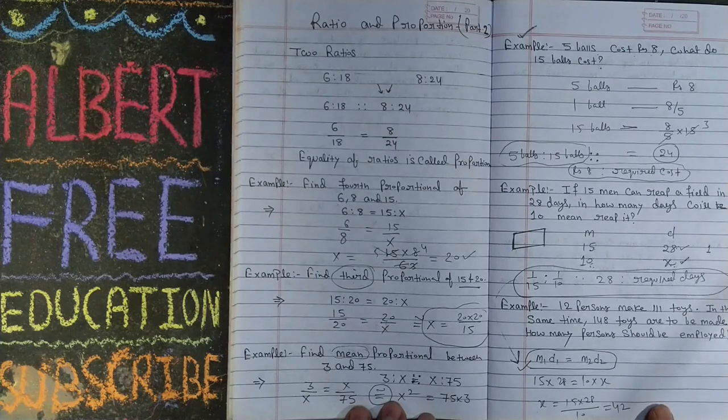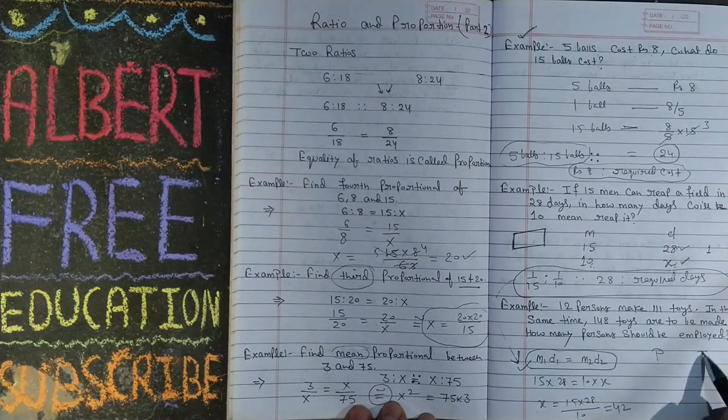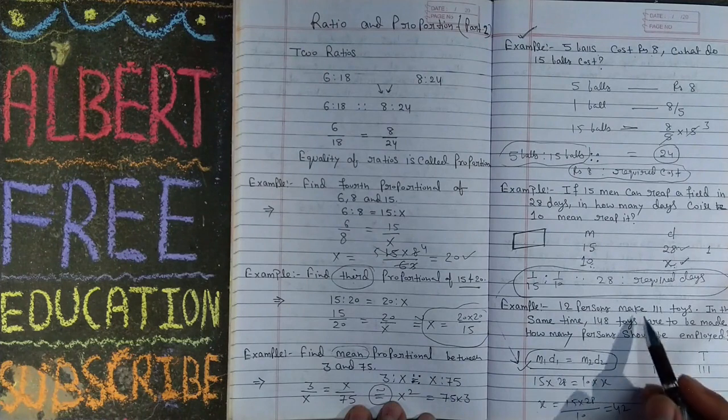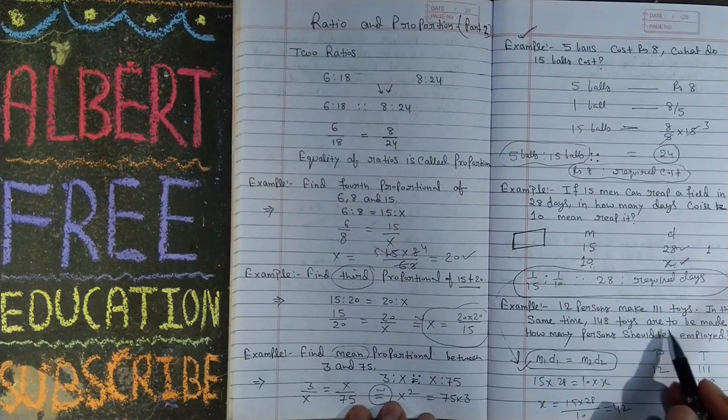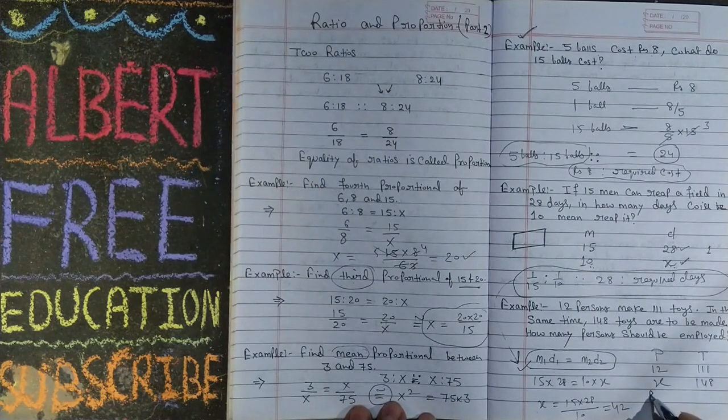Okay, then the second question, this is also similar. 12 persons make 111 toys. This is the persons and this is the toys. 12 persons make 111 toys. In the same time, 148 toys are to be made. How many persons? He is asking. Let this be X.